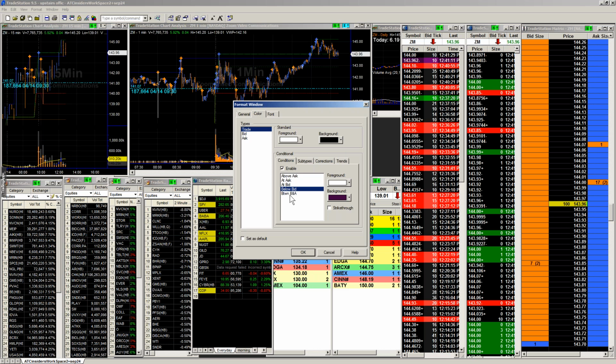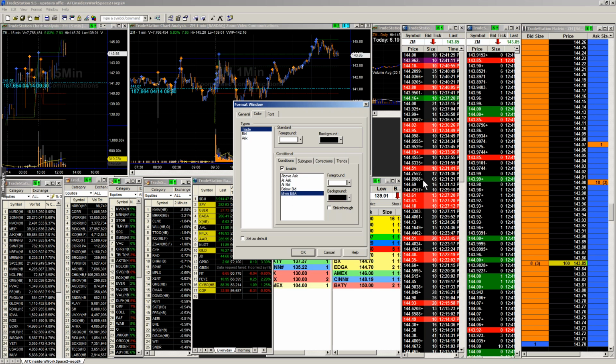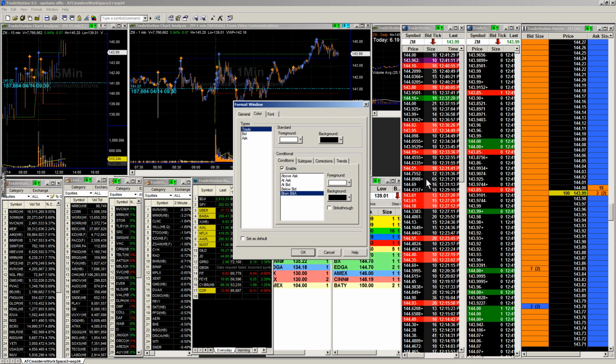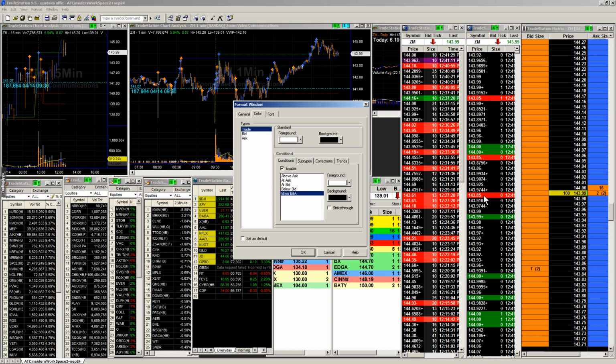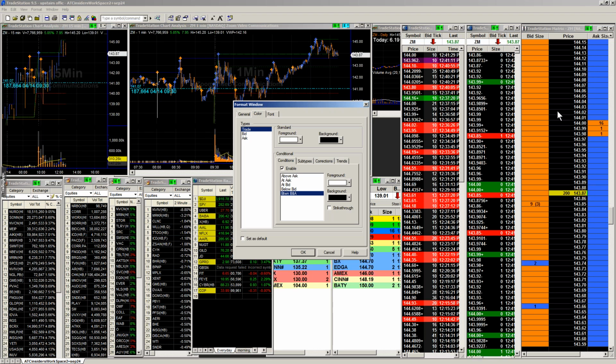And then we have what's called between the bid and ask. It's going to show up as these white prints right here, with a black background. And basically what that means is that if the spread, let's say, is $5 on the bid and $5.05 on the ask, and I was executed at $5.03, it's going to be between.